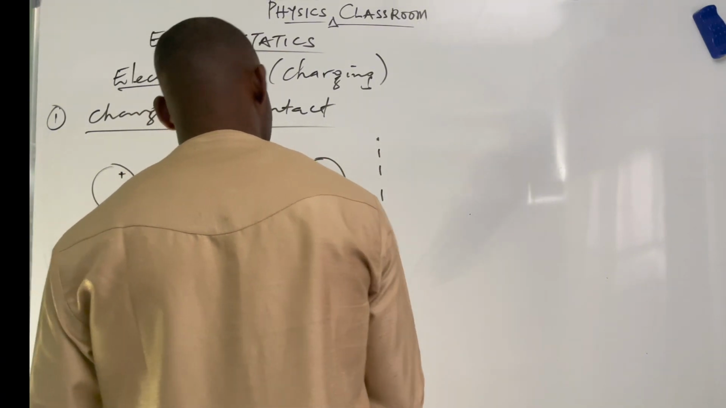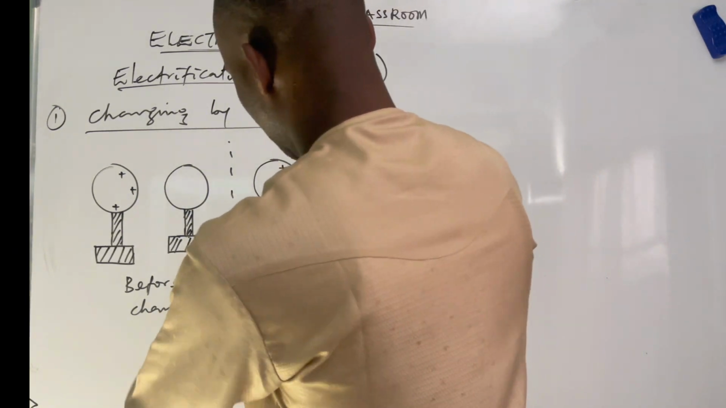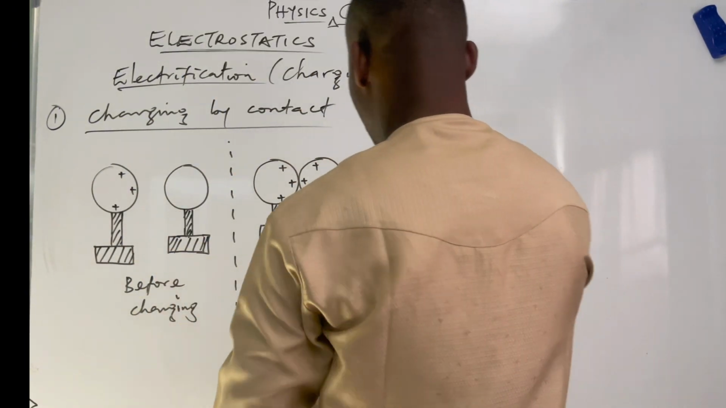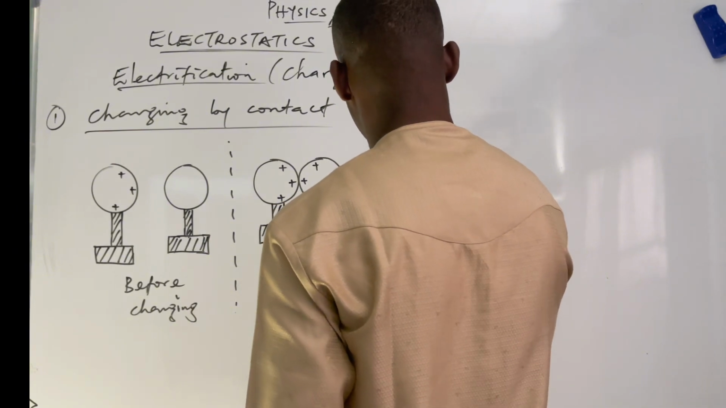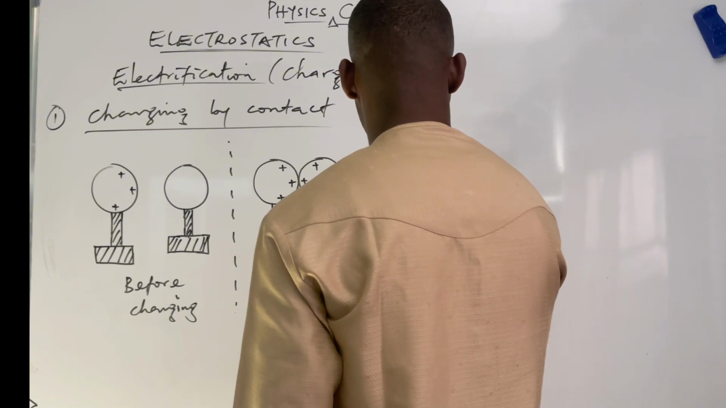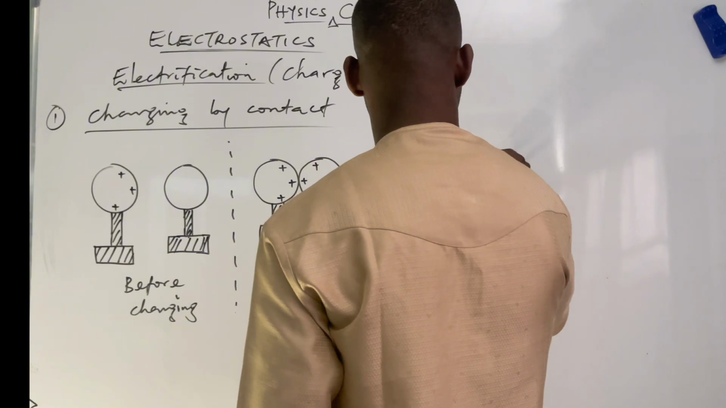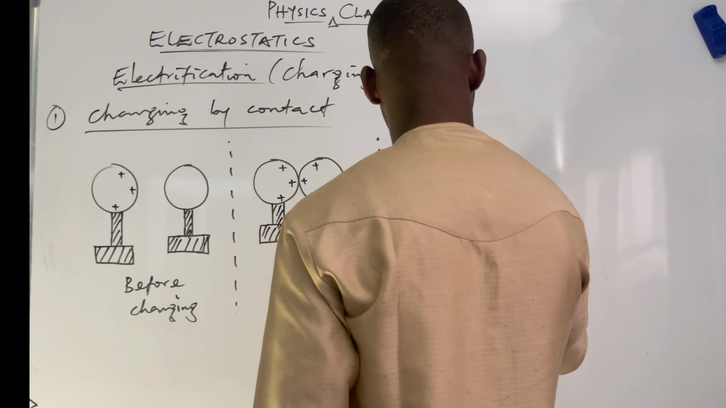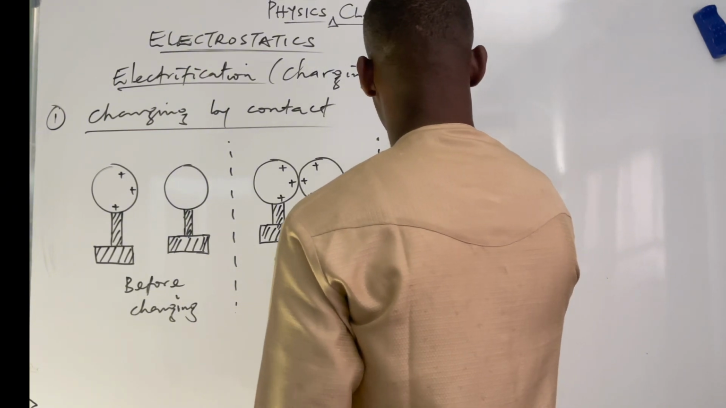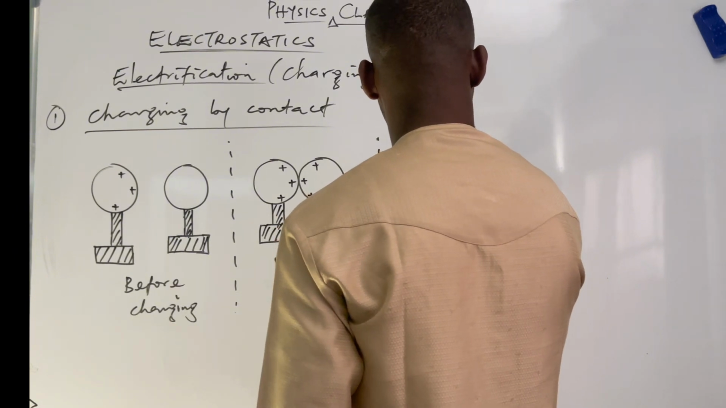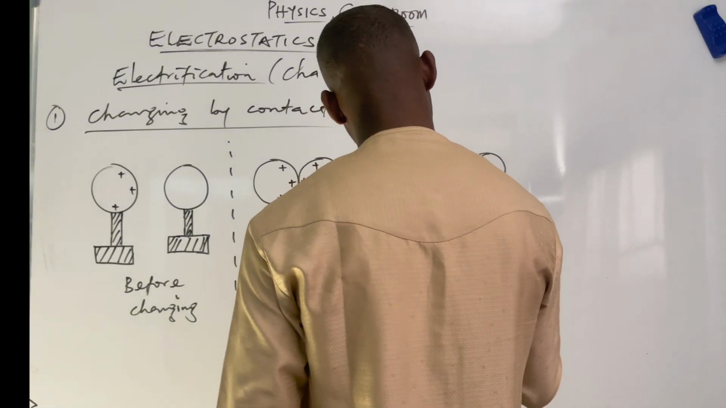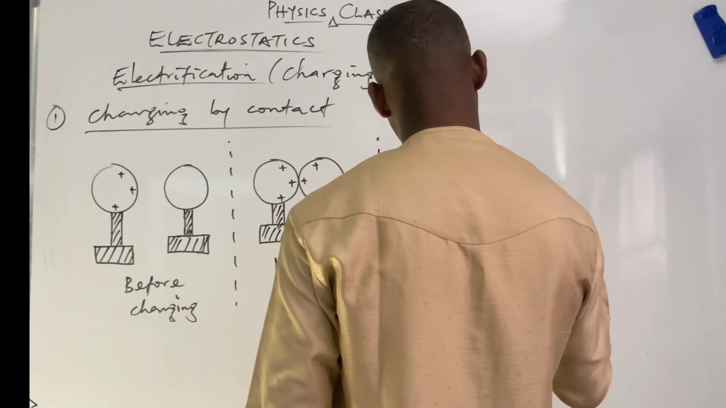So at the end of the day, we can separate both. Initially we had the charged body and the neutral body. So at the end of the day, we'll be having 2 charged bodies like this. After separation, we'll be having 2 charged bodies. This is after charging. Mind you, it's after charging by contact.